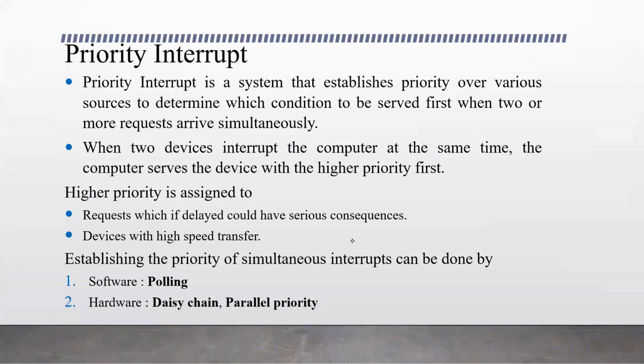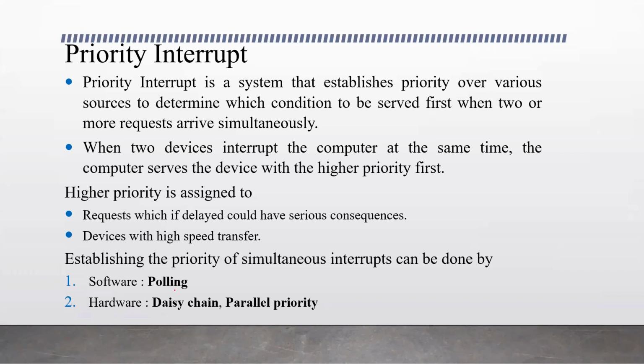And we have also learned that priority interrupt is a vectored interrupt where the vector address is sent by the device that initiates the interrupt. When many devices send interrupt request signals to the CPU, the CPU's job is to identify the device that needs to be served, establishing priority over many devices. So establishing priority of these simultaneous interrupts is done by either software or by hardware.